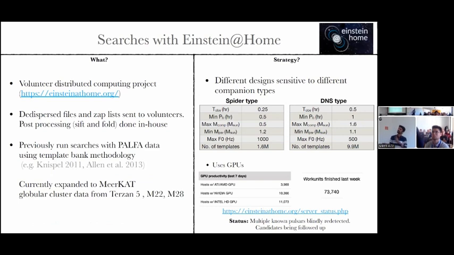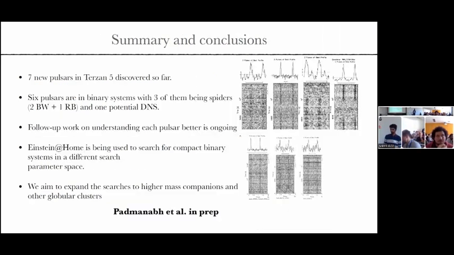We are designing 2 different kinds of searches, looking for different kinds of companions with roughly these kind of maximum companion masses, ensuring that we can process the data in a reasonable amount of time. And we use only specifically GPUs, and when I say GPUs, about 10,000 GPUs. And we have actually been finding a lot of known pulsars blindly, and there are a lot of interesting candidates which we are hoping to follow up. And I will leave you with my summary and conclusion slide.